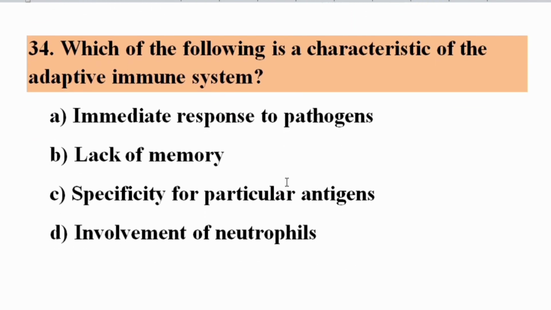Which of the following is a characteristic of the adaptive immune system? The right option is Charlie, specificity for particular antigens.